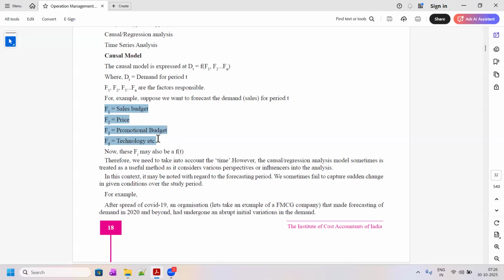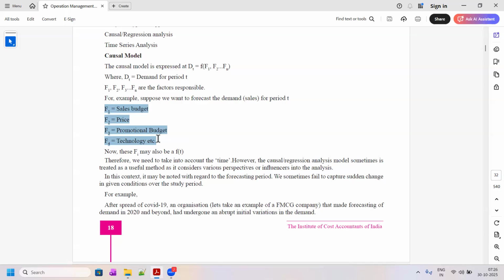So basically, in order to work on demand forecasting, we have to do mathematical analysis. And to do this mathematical analysis, past or historical data is required, related to pricing, promotional budgeting and technology. We look at this past data to see how it affects your demand, positively or negatively.